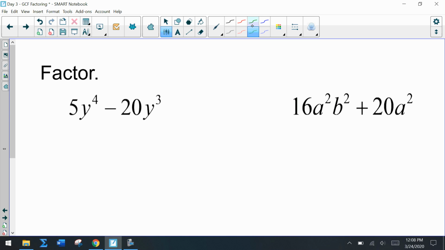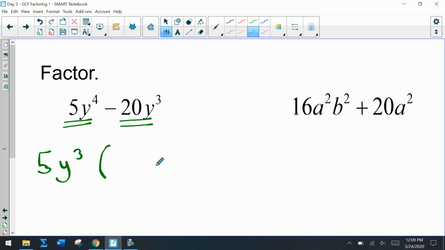So for this first one, we want to find the greatest common factor in this binomial. So we have 5y to the 4th and then 20y to the 3rd. So look at the numbers first. So ask yourself, okay, between 5 and 20, what's the greatest common factor? So the greatest common factor is 5. And then between y to the 4th and y to the 3rd, the greatest common factor is y to the 3rd.